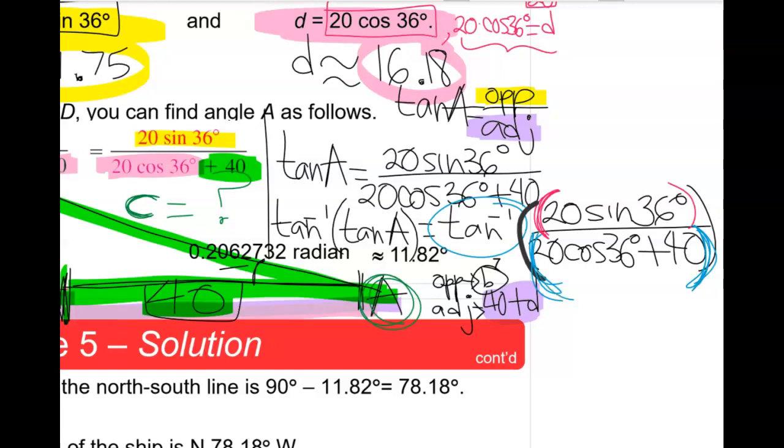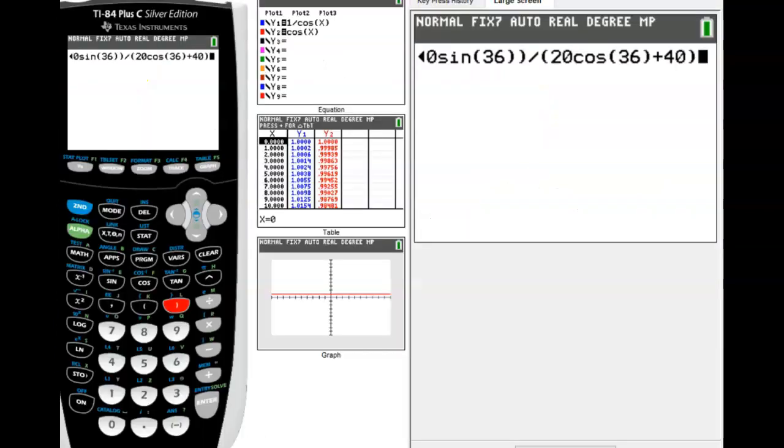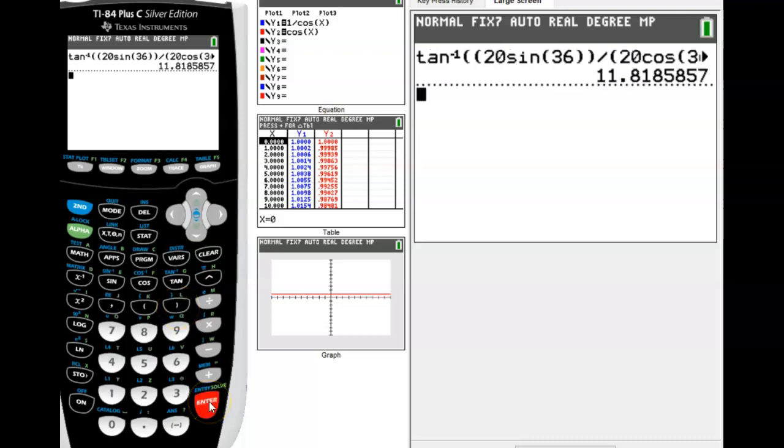And then I need to close it one more time so that I finish telling the calculator where to stop calculating the tangent inverse. So one more closing parenthesis. And now I'm going to press enter. And that's what I get, 11.8185.